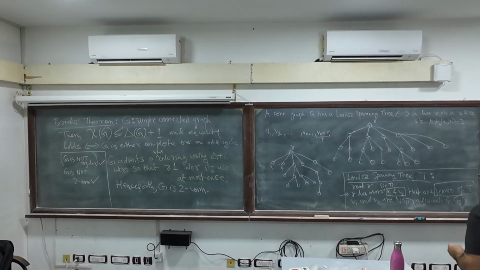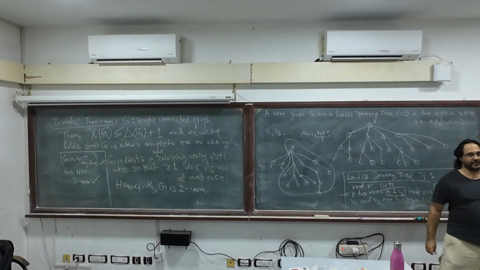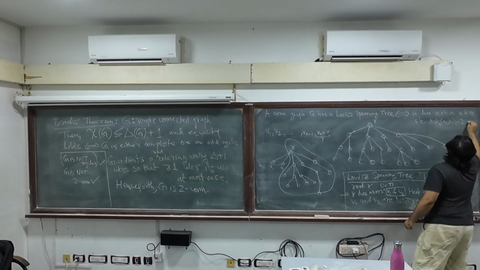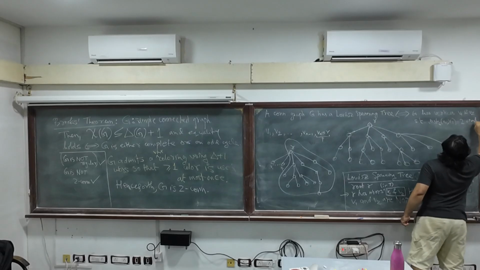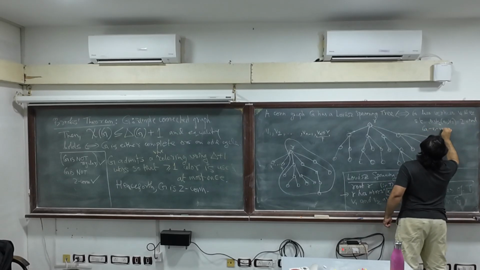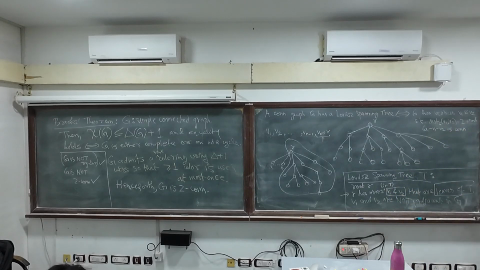Observe that because this is the root, it has to be connected. This is a spanning tree of G minus V1 minus V2. And a spanning tree exists if and only if a graph is connected. So G minus V1 minus V2 is connected. Okay? These are the properties.